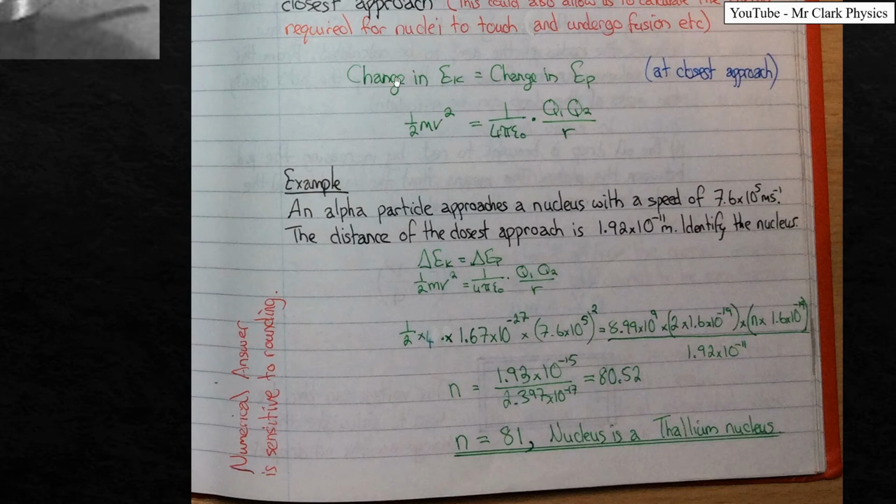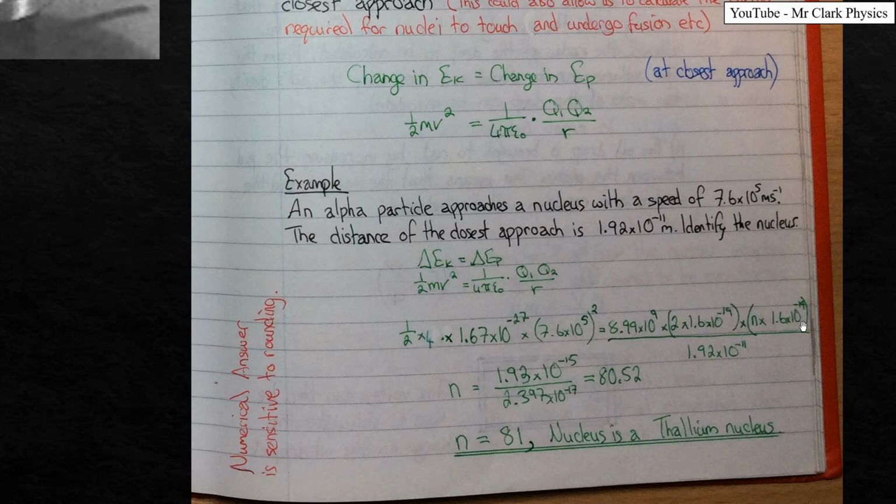Basically, being aware of this first step is the big burden. And we know the starting speed, we know the mass of an alpha particle, this is a constant, we know the charge on an alpha particle, and we know the closest approach. So we can solve this to find the charge on that nucleus. Once we know the charge, we basically know the number of protons, and from that we can identify at least the atomic number of that nucleus. Can't tell you much about the mass number.